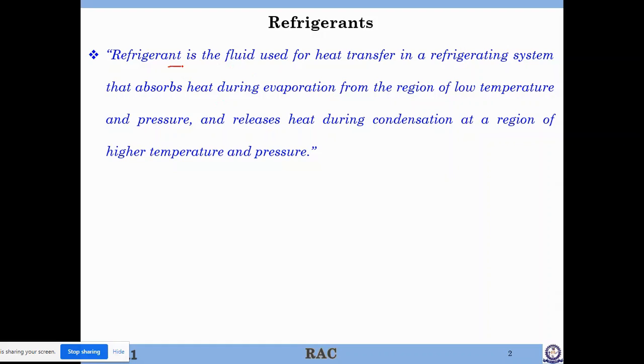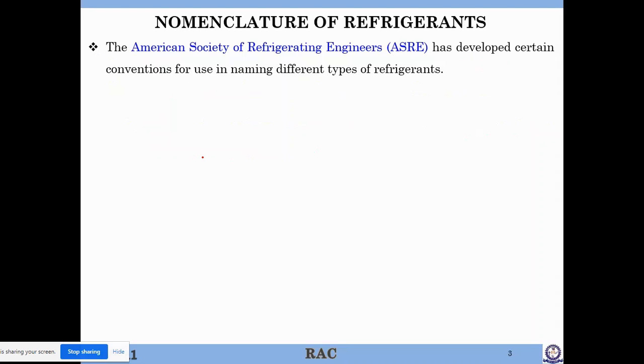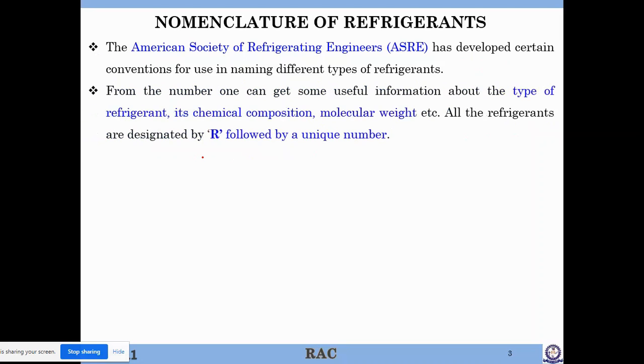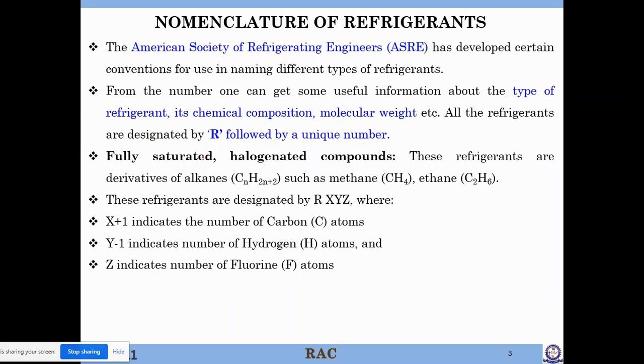Refrigerant is a fluid or working medium used for heat transfer in a refrigerating system that absorbs heat in the evaporator during evaporation from the region of low temperature and pressure and releases heat in the condenser during condensation at a region of high temperature and pressure. So what is the procedure of nomenclature of refrigerants?